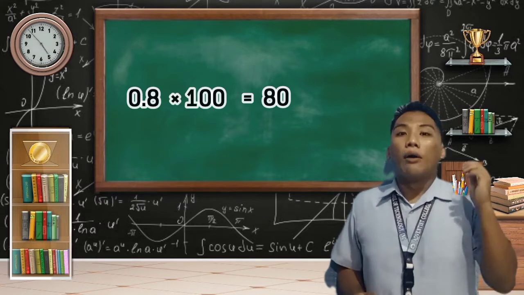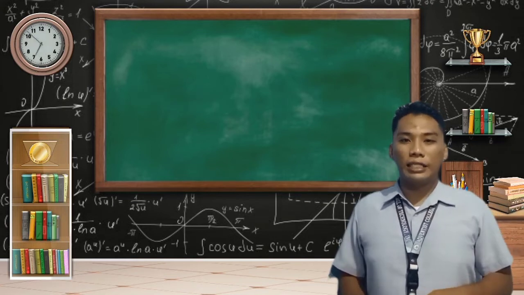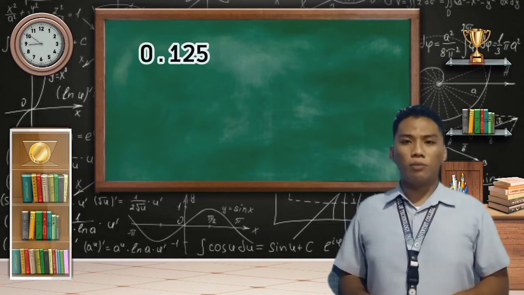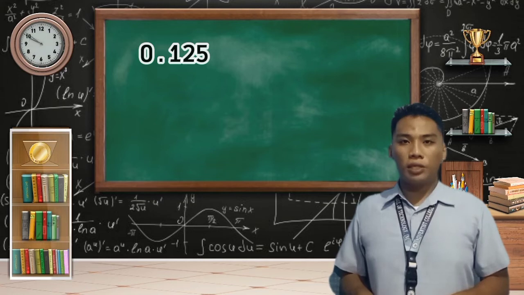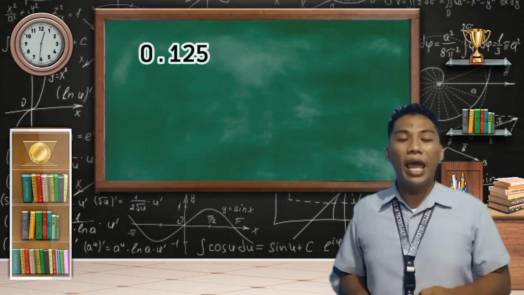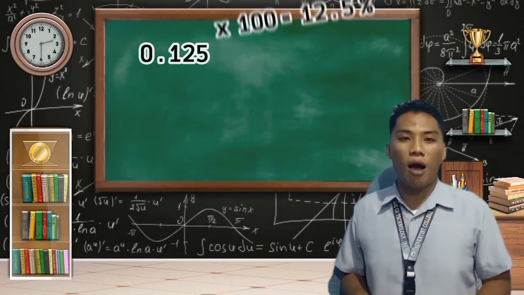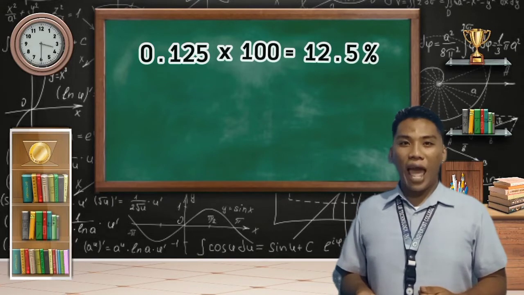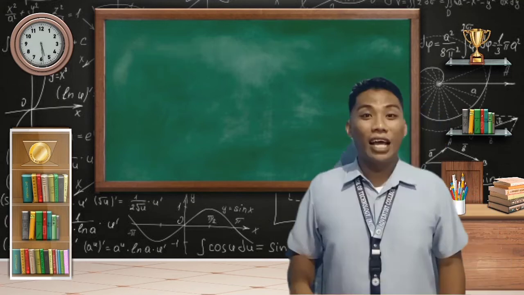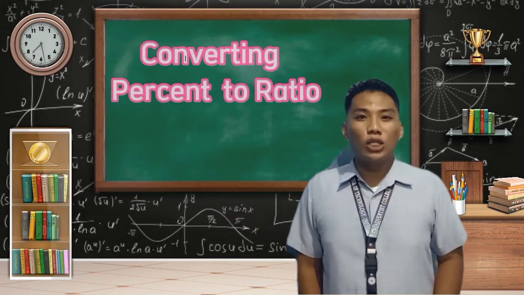It can be 80%. Very good. So another example is, our decimal is 0.125. So how can you write it in a percent? Anyone? Very good, class. It will be 0.125 multiplied by 100. Or the answer is 12.5%. And now, class, let us proceed to converting percent to ratio.